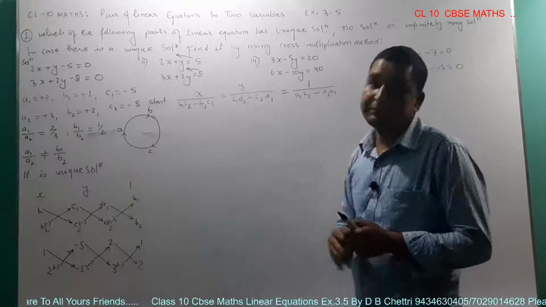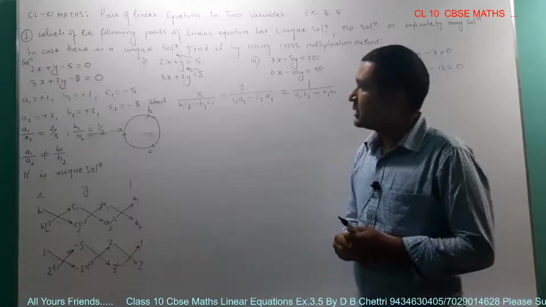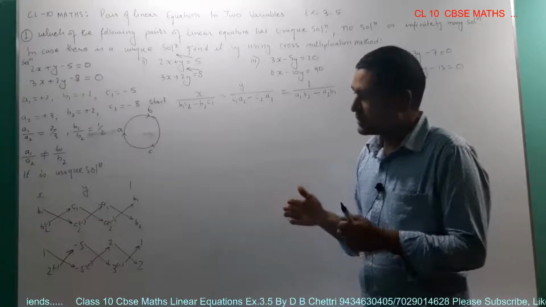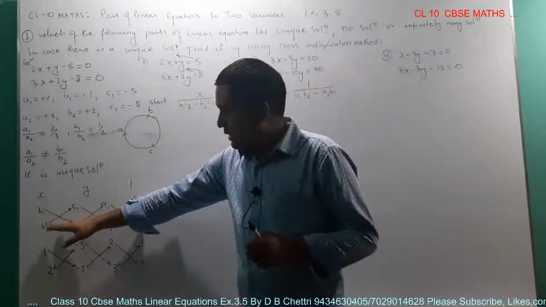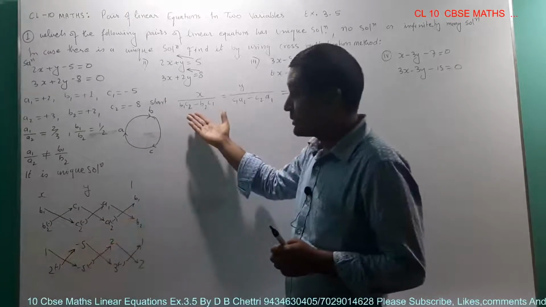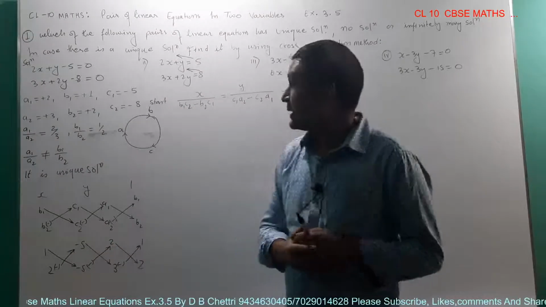This is the formula for the cross multiplication method, but it is very difficult to memorize. That's why there is no need to memorize. We can just follow these steps to solve without memorizing the formula.